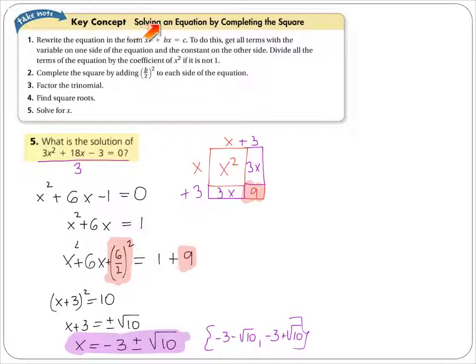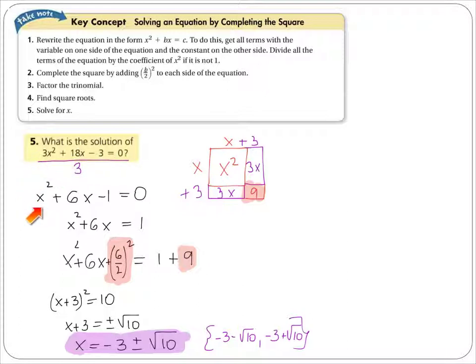Let's solve an equation by completing the square. Stop the video and read these steps. You need to understand and know these steps in order to comfortably solve these types of equations. First of all, I realized that this and this and this all have 3 in common. So the first step, I am not going to work with big numbers. I am going to divide every term by 3.